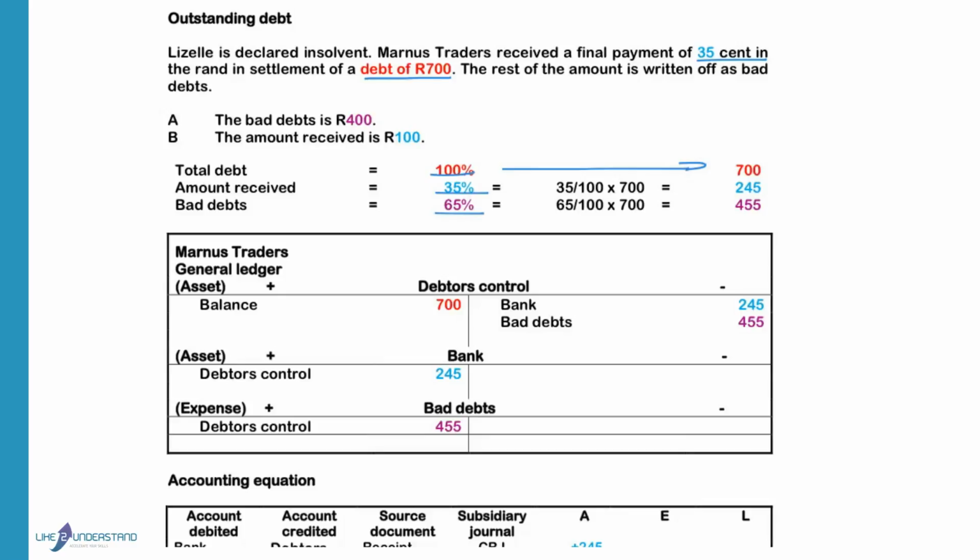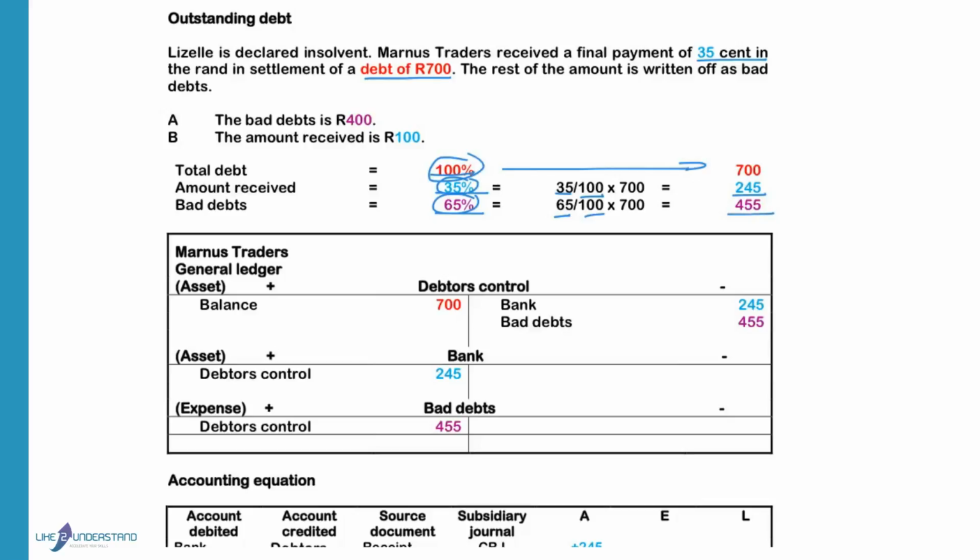If we want to determine how much money we receive, the percentage that I want, 35, divided by the percentage that I know, 100, times 700, and that will give me 245. The bad debts will be the one that we want, 65, divided by the one that we know, 100, times 700, and that will give me 455.